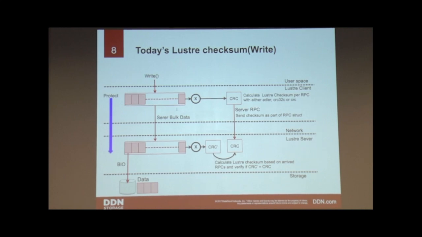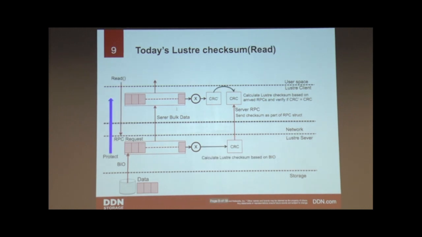Once the Lustre server receives the RPC, the Lustre server recalculates the checksum based on the data that arrived in the RPC. Then it compares it to the checksum which the client sent to the server. If both checksums match, the Lustre server sends the data to the disk, the BIO.